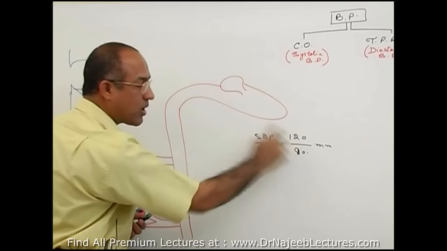Juxtaglomerular apparatus is also having sympathetic fibers. Now, this is the main biological system, right? Of course, if you really want to be too good, you can draw here the baroreceptor system from the aorta and from the carotid body, right? And these baroreceptor systems are able to stimulate the central sympathetic and parasympathetic outflow.